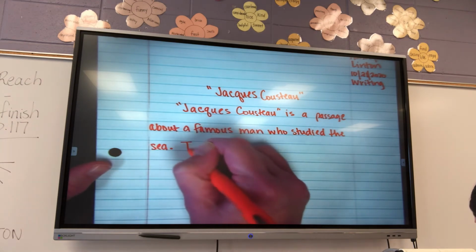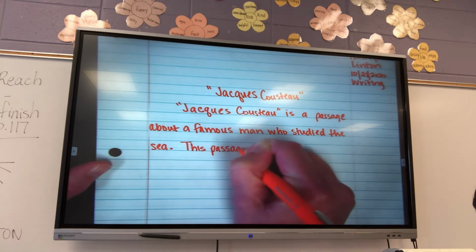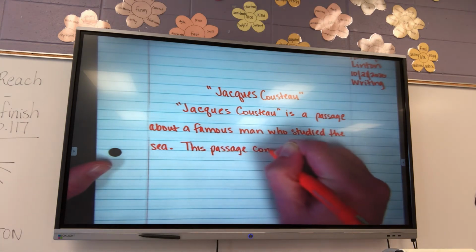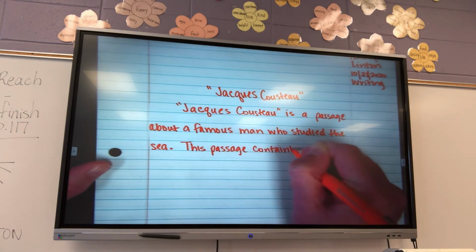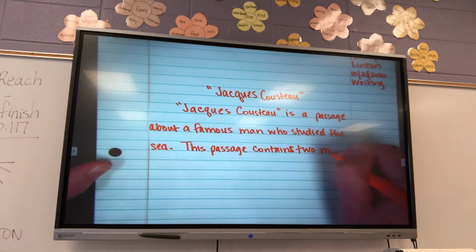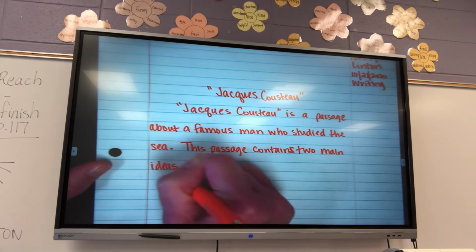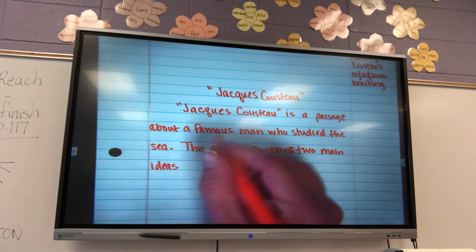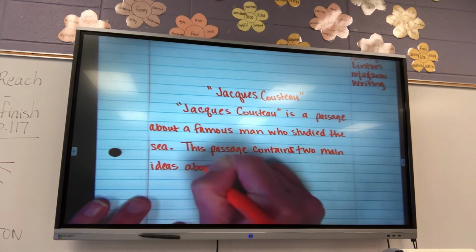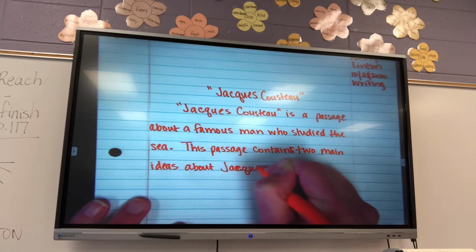The passage contains two main stop sign, skip a line, ideas about Jacques Cousteau.